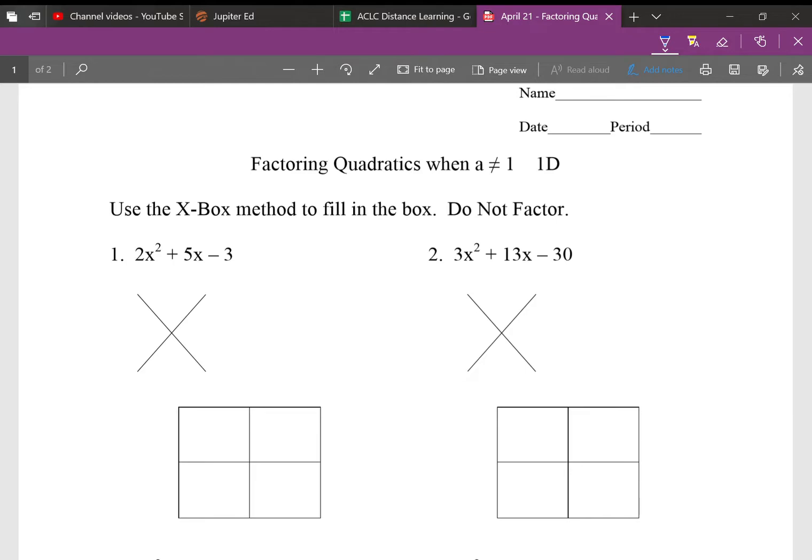We are on factoring quadratics when a is not 1, 1D. So it's going to be very similar to 1C. We are practicing making our own generic rectangle, doing the insides. The main difference between this assignment and the last one is here we're going to have negative signs, and we all know it's true, negatives make things a little bit harder.